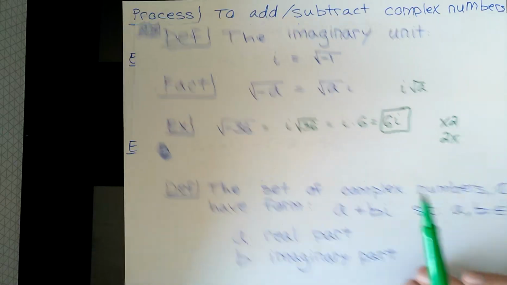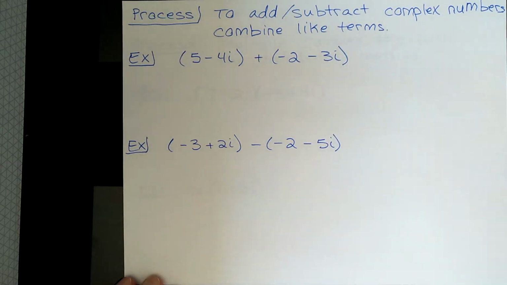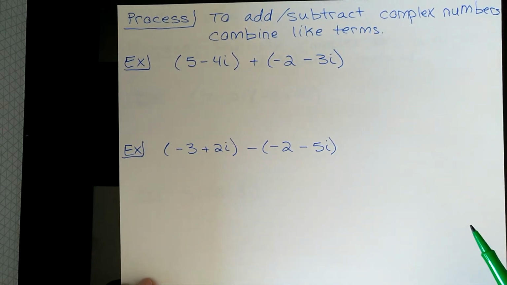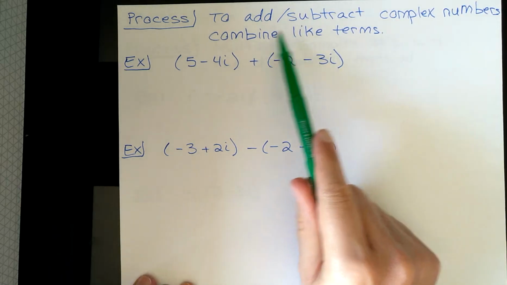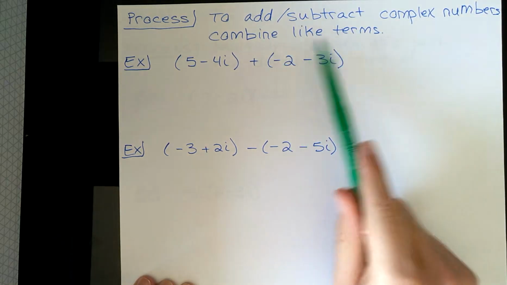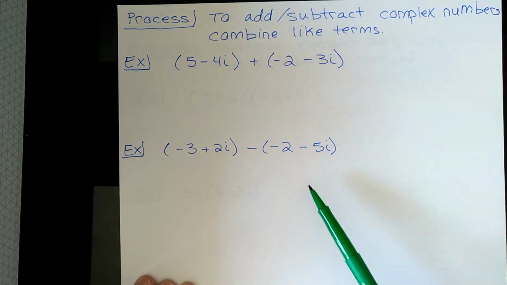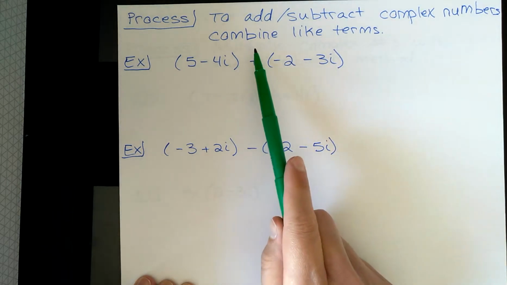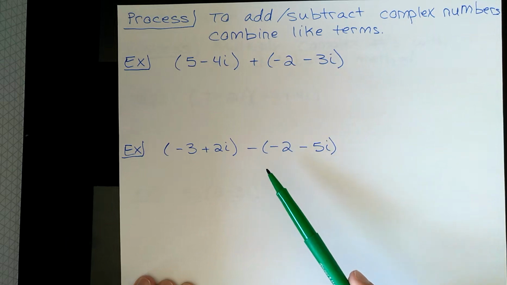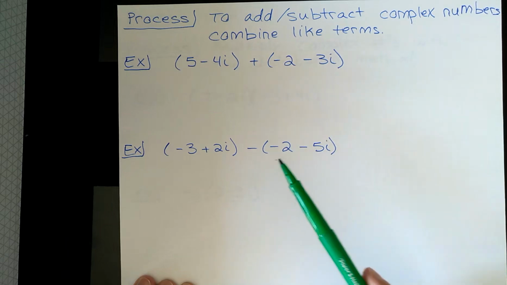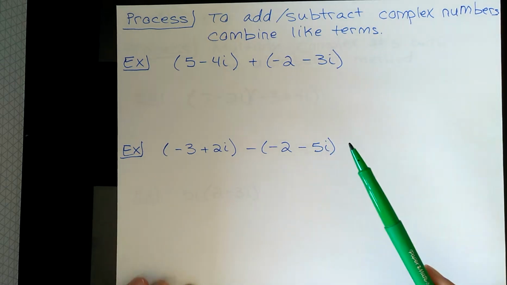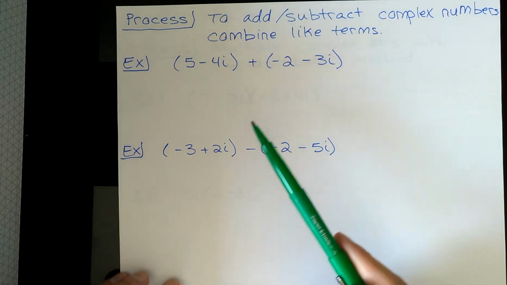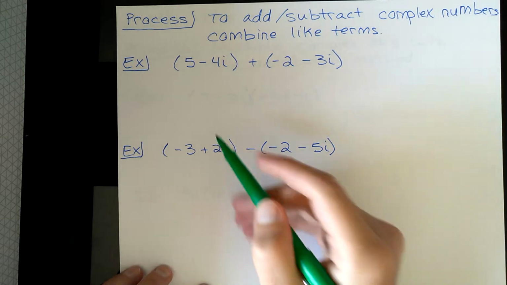Okay, so from here, we're going to start going through how to deal with complex numbers the same way we've dealt with real numbers. So to start off with, the basics, addition and subtraction. How do we add or subtract complex numbers? Well, our process says we just combine like terms. Just like the i's were x's. If they were all x's, then you would just combine like terms. It's the same way with complex numbers.